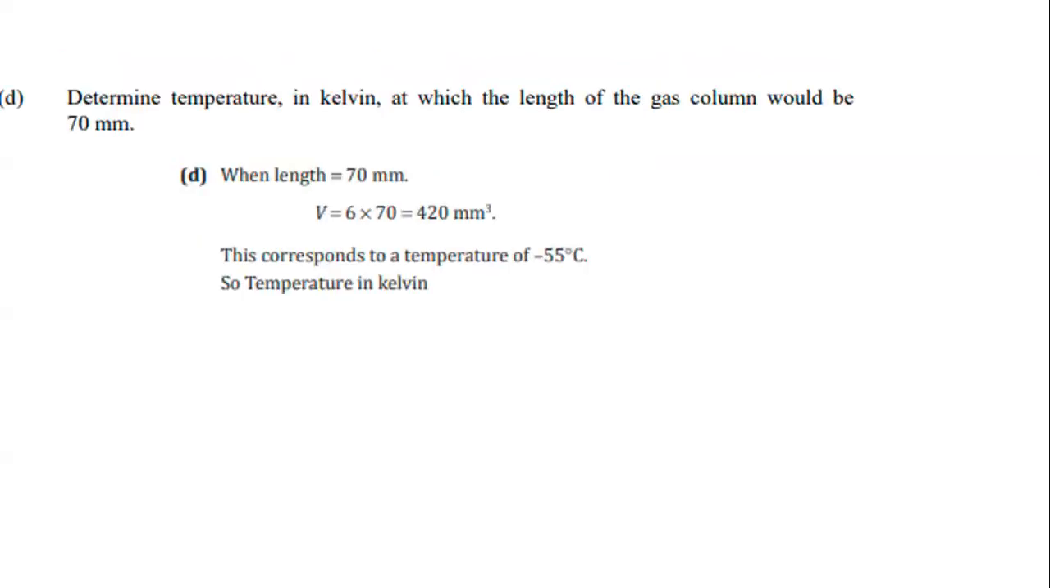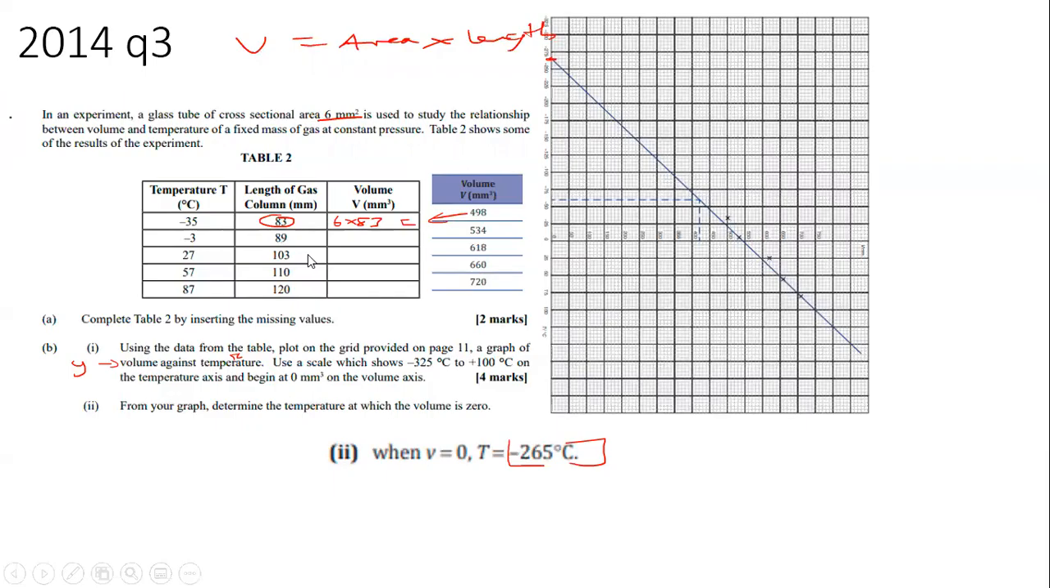All right. Now it says to determine the temperature in kelvins at which the length of the gas column would be 70 millimeters. So firstly, if you look right here on the graph, we don't have anything pertaining to 70 millimeter cube rather. So first we need to find the volume, yes? We know the area already, which is simply 6 millimeter squared. We're going to times that by the 70 millimeters. That is going to give us our volume.